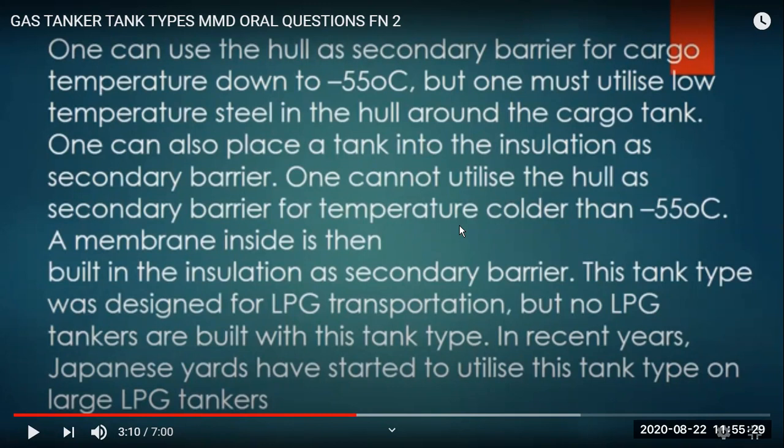And if you want to load cargo which is colder than minus 55 degrees centigrade, then you need to have a secondary barrier. You cannot use the hull as a secondary barrier. So semi-membrane has only one membrane, and the hull is the secondary barrier when the cargo is above minus 55 degrees centigrade. But if it is minus 60 or minus 140 for LNG, then we have to have a secondary barrier.